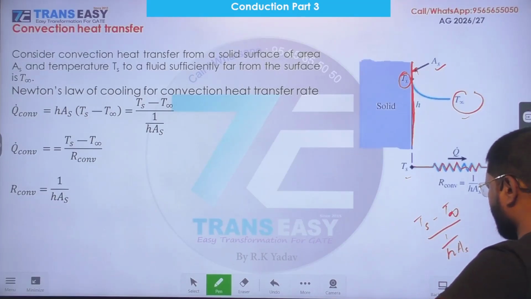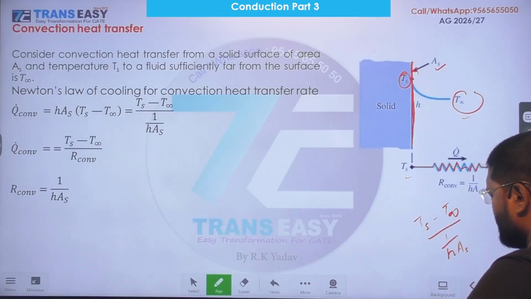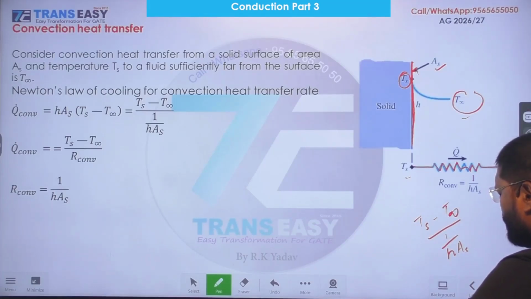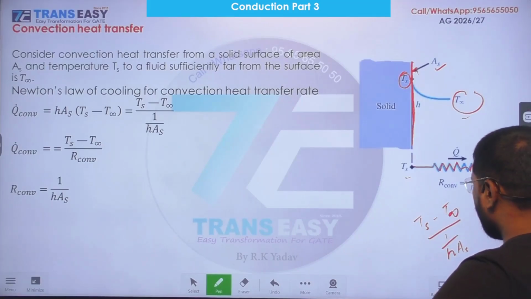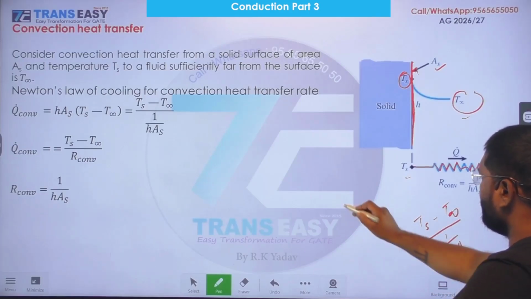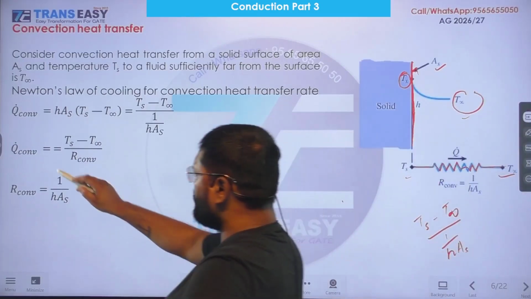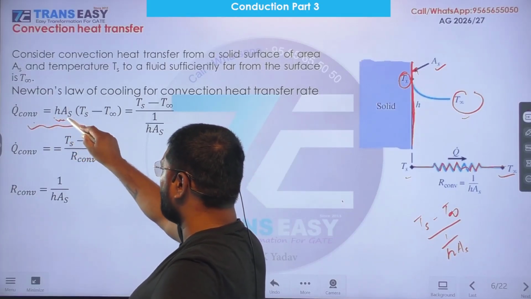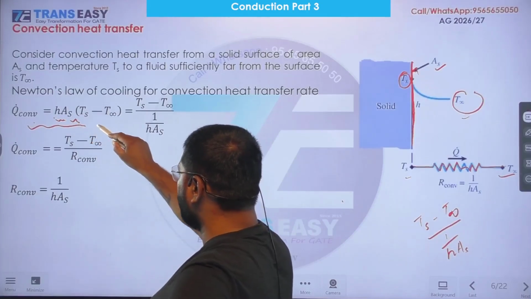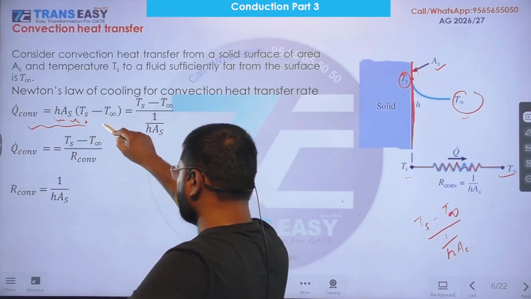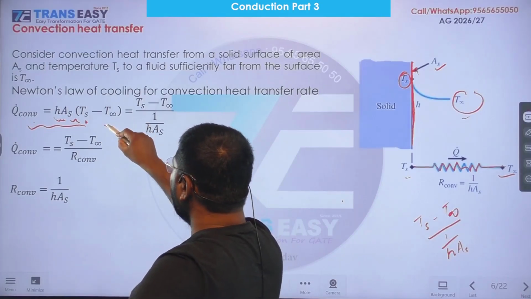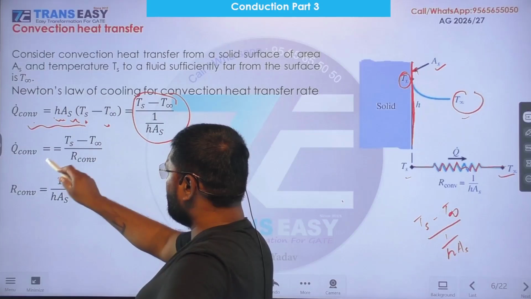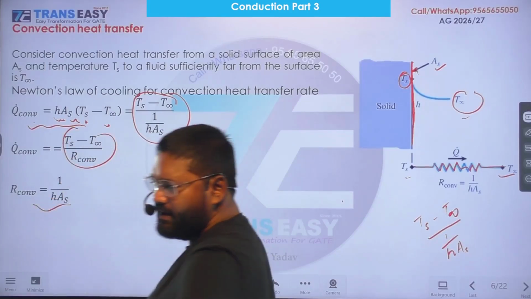h is the convective heat transfer coefficient. As is the surface area of the solid involved in the convection mode of heat transfer. Right? So dear students, convective heat transfer rate is equal to convective heat transfer coefficient, surface area of the solid, temperature of the solid minus temperature of the fluid far away from the effect of the solid, and we can arrange it like this, right? So convective resistance is 1 upon hAs.